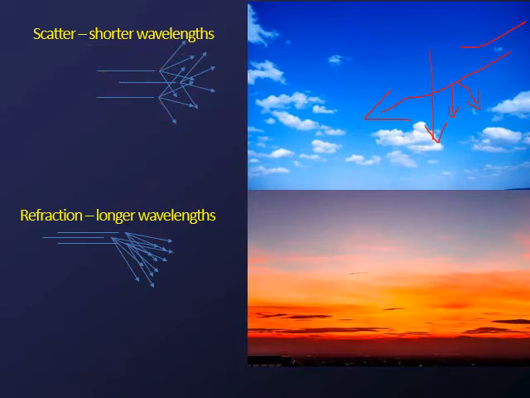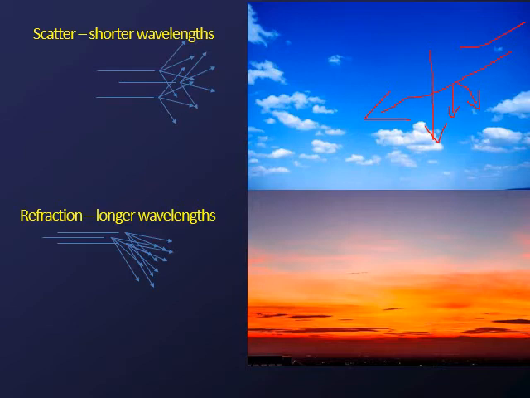The flip side is longer wavelengths, they don't scatter much, but they bend more easily. And the idea is that when the sun goes down, you might say, well, why does the sky get orange and red? Well, that's because blue light doesn't bend very well and it scatters. So as the sun goes down, it's passing through more of the atmosphere, which means more of the blue light is scattered.